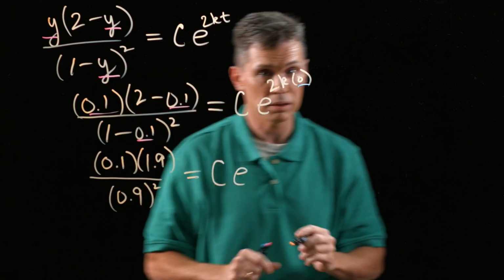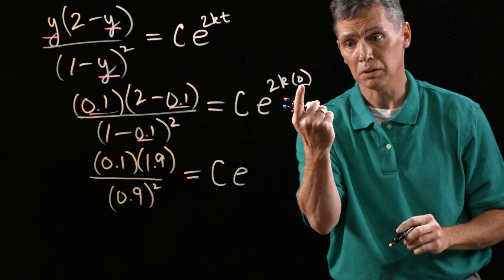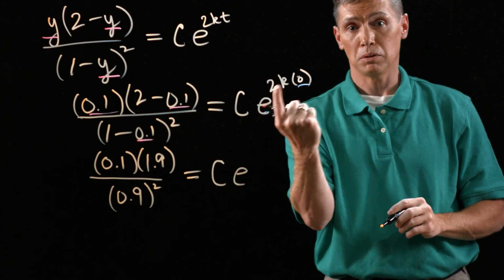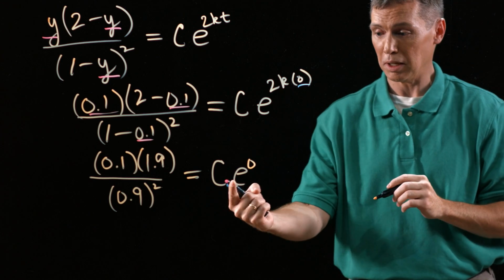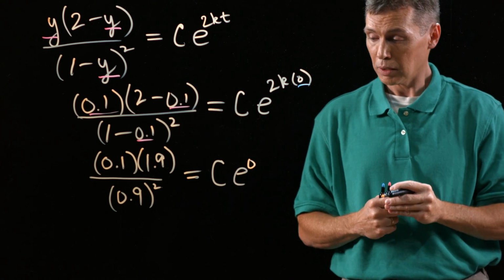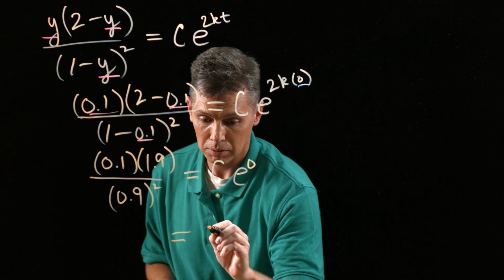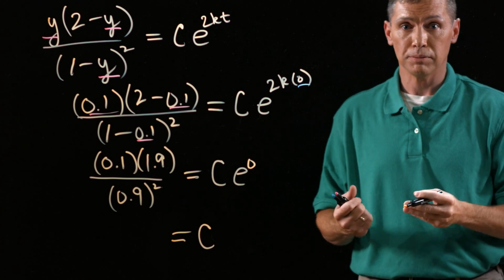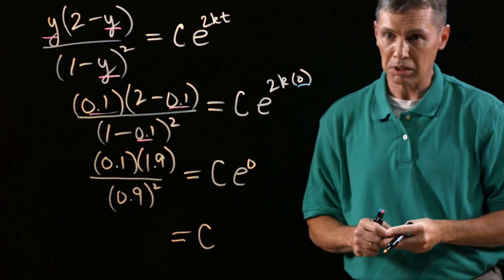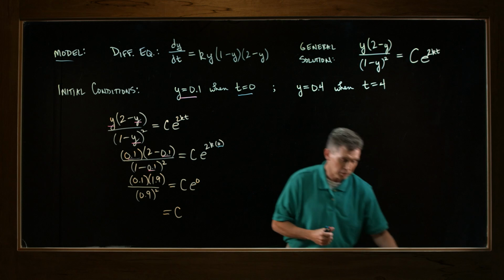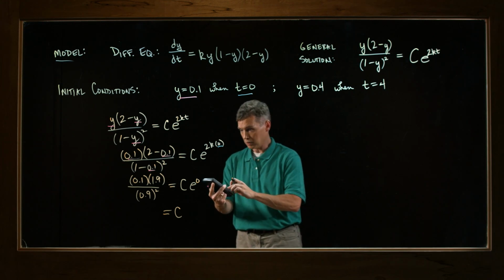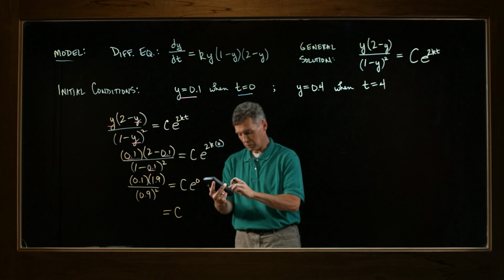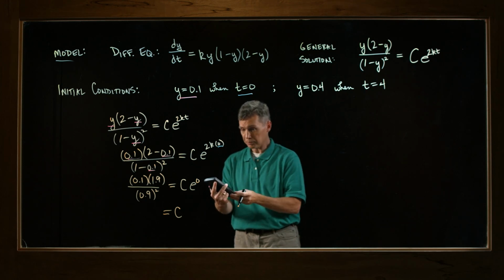In the same step, let's clean up that exponent over here. 2k times 0 ends up being e to the 0 power. That's always nice. That'll be a 1 in my next step. So in my next step, we have c on the right. We're just about there. My calculator is going to give me the left. Let me grab the calculator then. What we're looking to do is 0.1 multiply 1.9 divided by 0.9 squared.